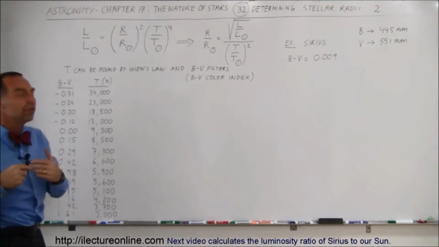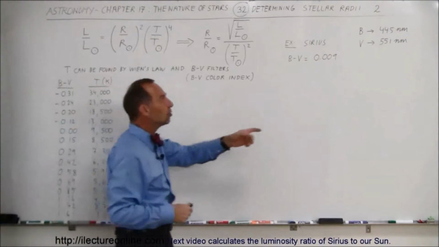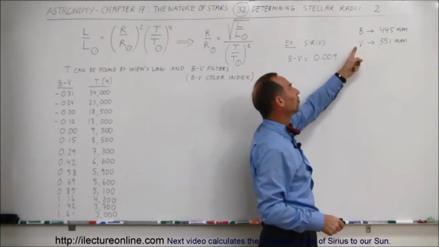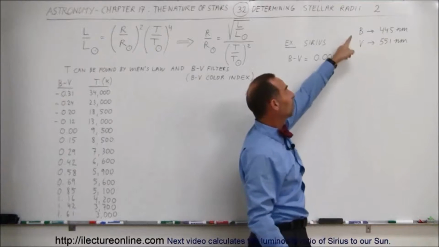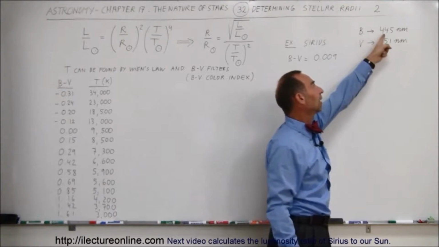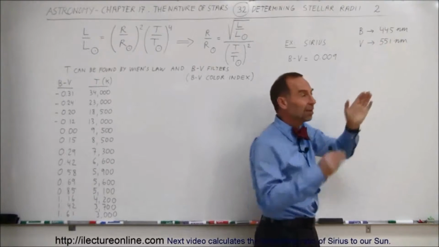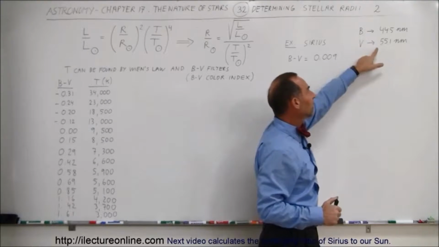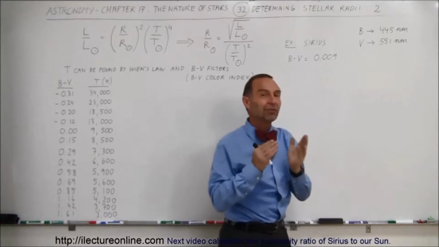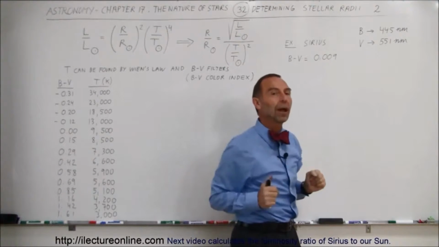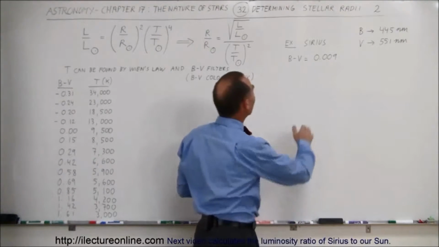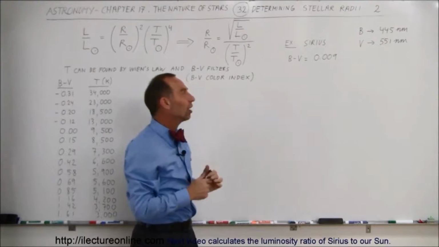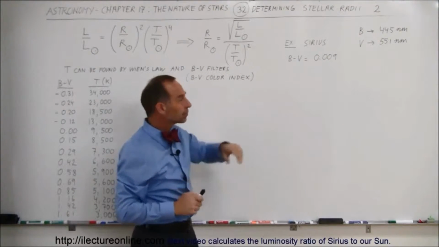Well, we use what we call a filter system. Most often used, we use the B and the V filter, B for blue and V for visible light, which means a B filter lets through light at predominantly 445 nanometers and a narrow band around it, and the visible light filter lets through light at 551 nanometers and a narrow band around it. So let's say we look at a star like Sirius, which is a fairly bright, hot star, with fairly high temperatures.